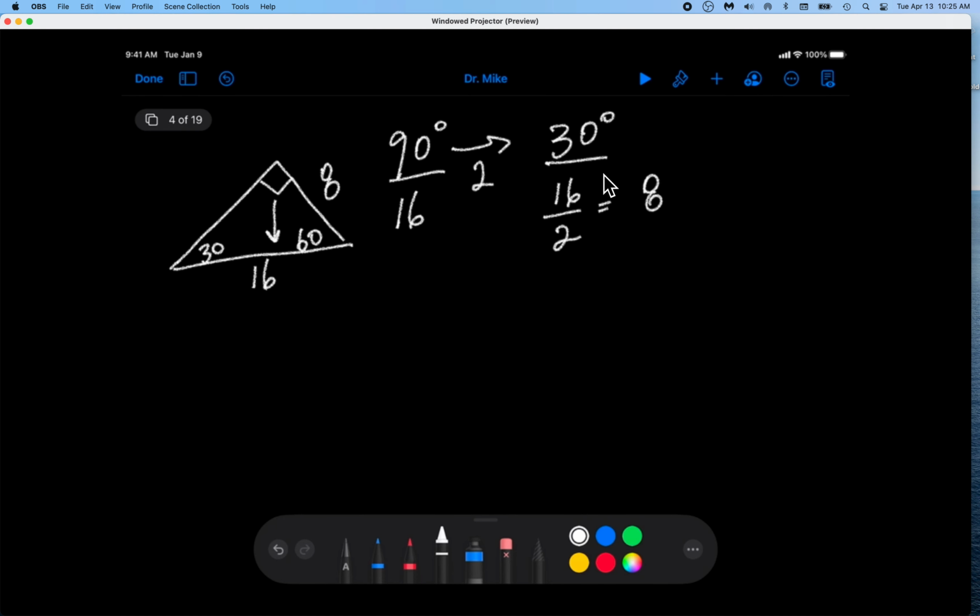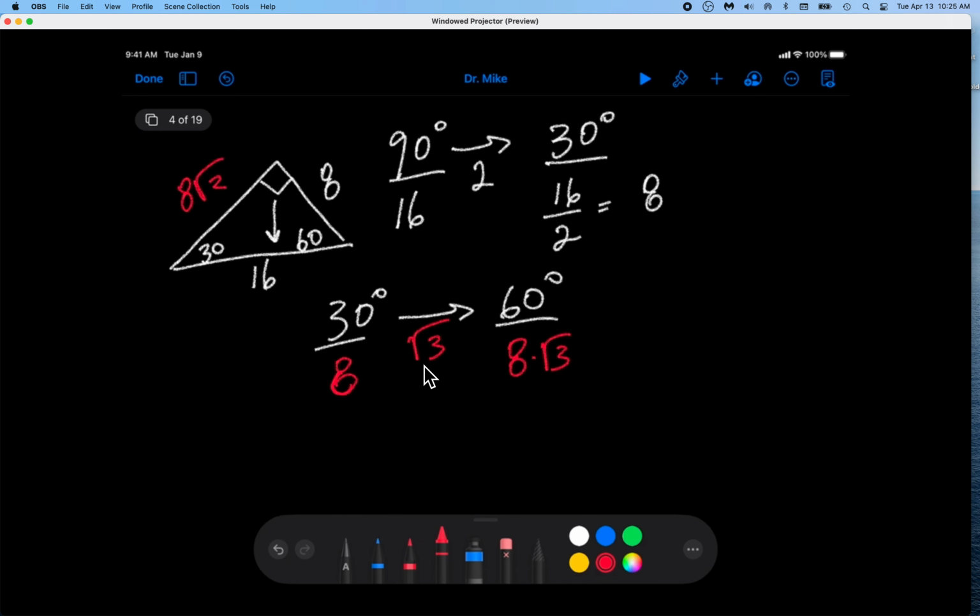We have that. Now we're going to go from the 30 to the 60. Whenever 60 degrees is involved, that's the conversion factor. We have this. The only question is, what are we going to do with this conversion factor? Well, we're getting bigger. If we're getting bigger, we have to divide. So that's your final answer. There's your complete triangle.